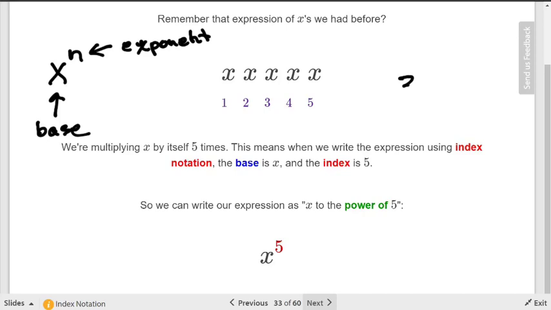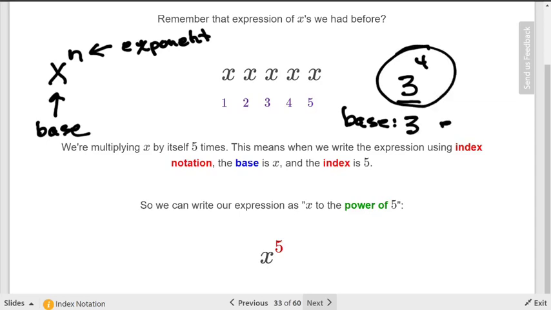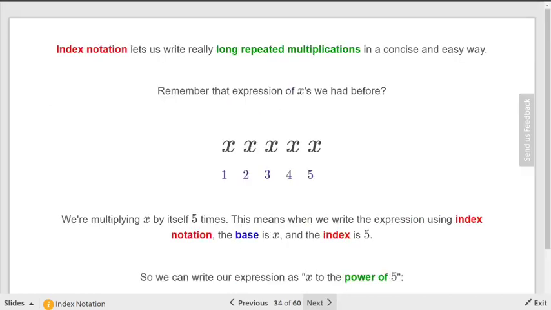Okay? So if I have 3 to the 4th power, what is the base of that exponent? 3. And what's the exponent? 4. Right? So the base and the exponent. Base doesn't always mean an algebraic term, right? Have you heard the word base before in English? Baseball or softball? So don't get caught up on the word base just meaning a letter, the variable in there.